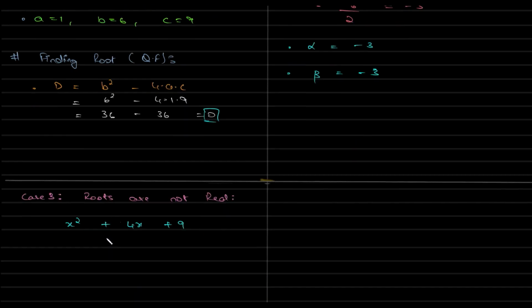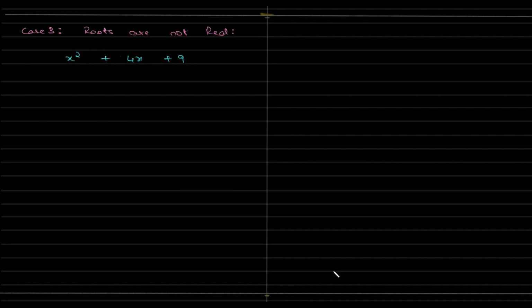Right. So can you guess what will be the d value for the third scenario? So till now we looked at d is equal to 0, d is greater than 0. So what should be the third scenario? Make a guess before I complete the answer. So first thing is comparing with ax square plus bx plus c is equal to 0. A is equal to 1, b is equal to 4, and c is equal to 9.